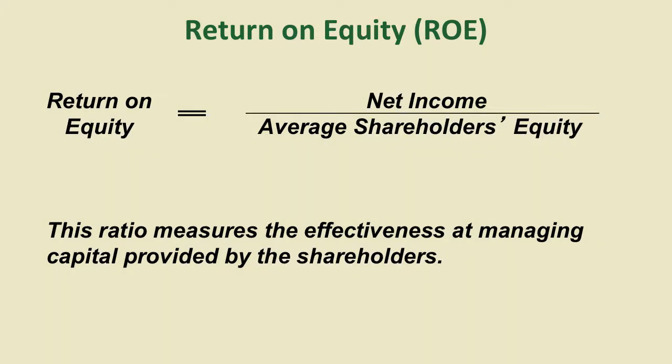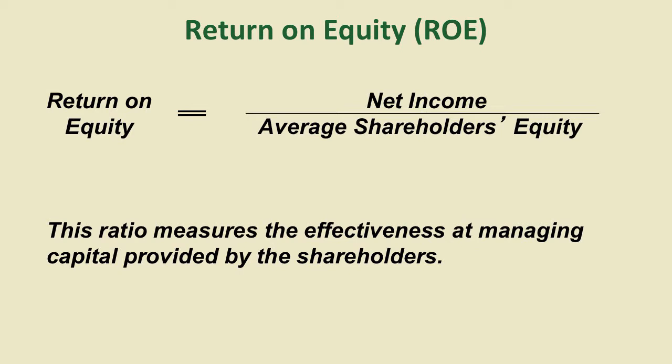The second ratio we're going to talk about is return on equity, ROE. It equals net income divided by average shareholders' equity. The numerator is the net income. The denominator is the average shareholders' equity, which equals last year plus this year's shareholders' equity divided by 2. This ratio measures mathematically how much net income this company could generate for every $1 of shareholders' equity. So this ratio measures the effectiveness of this firm at managing capital provided by the shareholders.